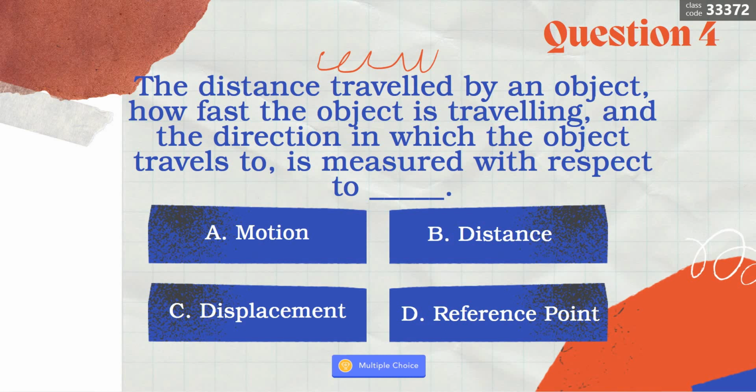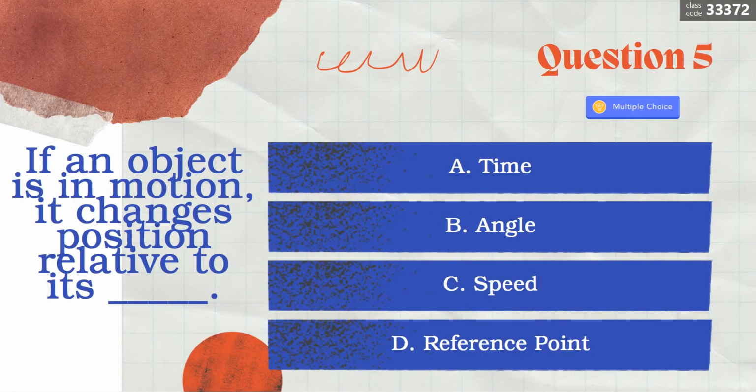Number 4. The distance traveled by an object, how fast the object is traveling, and the direction in which the object travels to is measured with respect to blank. A, motion, B, distance, C, displacement, D, reference point. Okay, the correct answer here is letter D, reference point. Let's have question 5. If an object is in motion, it changes position relative to its blank. A, time, B, angle, C, speed, D, reference point? That was correct. It's letter D, the reference point.